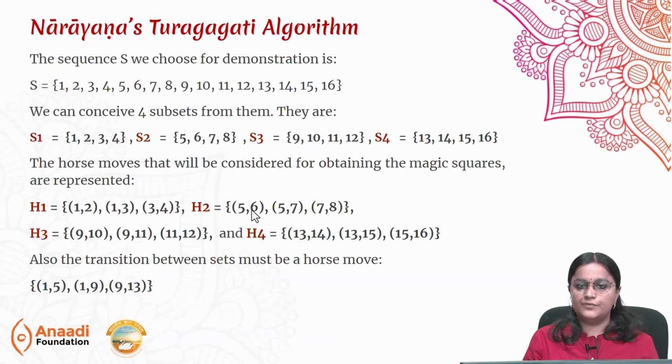The second will be 5, 6, 5, 7, 7, 8. Third will be 9, 10, 9, 11, 11, 12. And finally, our fourth horse moves will be 13, 14, 13, 15 and 15, 16. The transition between these sets must also be a horse move. Let's see how. Which means 1 and 5, which is the first digit of H1 and H2, 1 and 9 and 9 and 13 must also be at horse moves from each other.